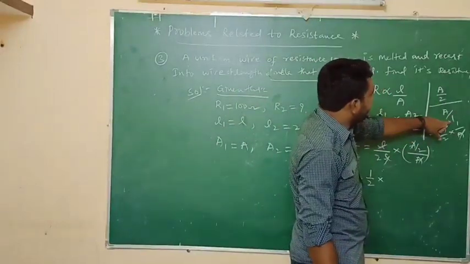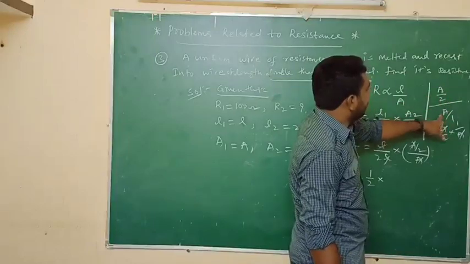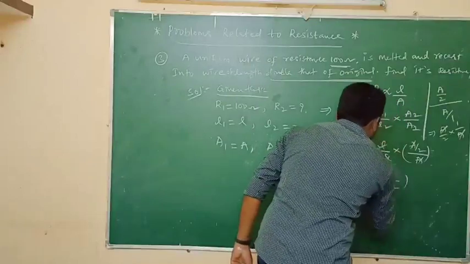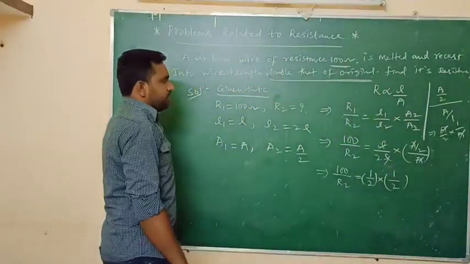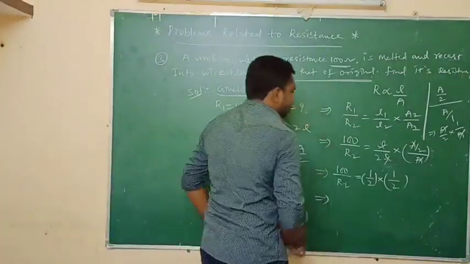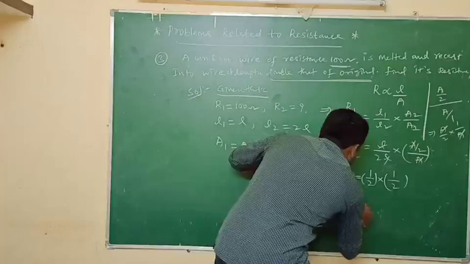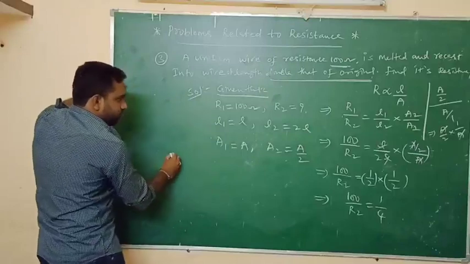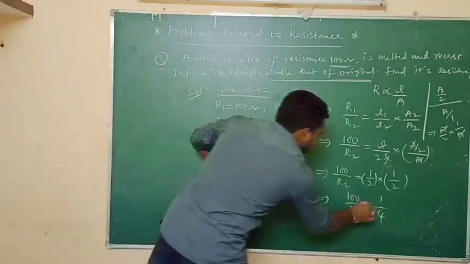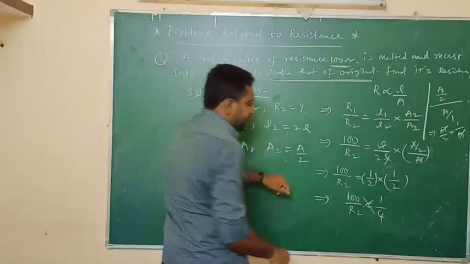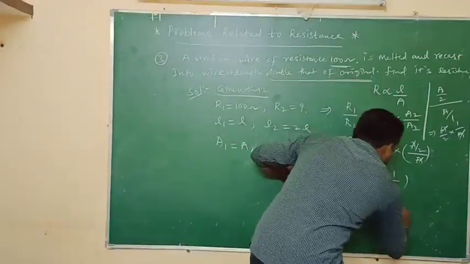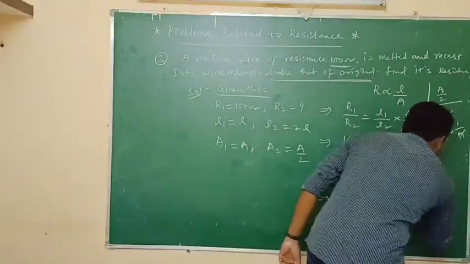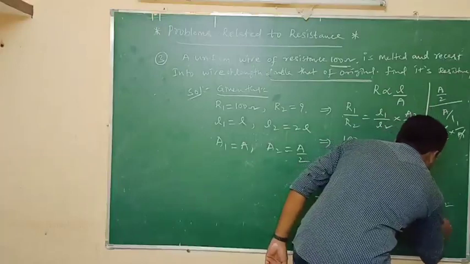If we rearrange this particular equation, one will go outside. The denominator part is a. A gets cancelled. We get 1 by 2 here also. So 1 by 2 and 1 by 2. So next, 100 by R2 equal to 1 by 4. If we do the cross multiplication between these two, then finally what will we get here? 4 into 100 equals R2. So it becomes R2 equal to 400 ohms.